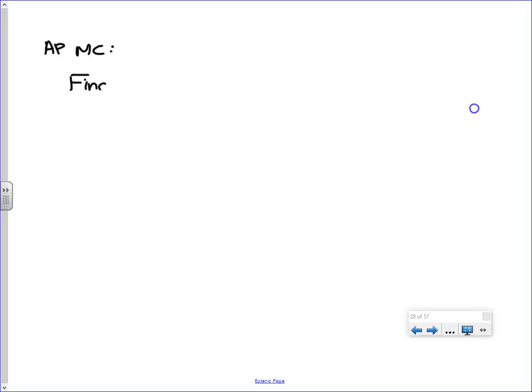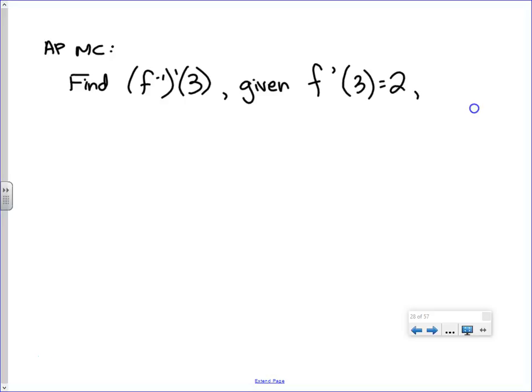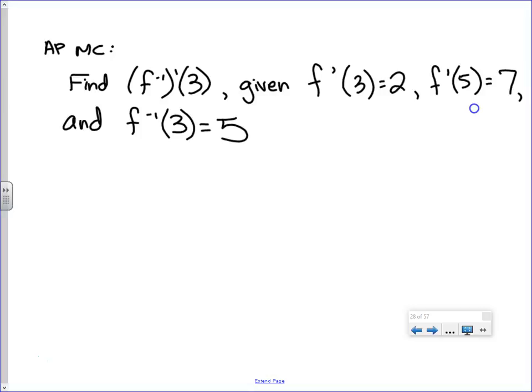Could say, find f inverse prime of 3, given f prime of 3 equals 2, f prime of 5 equals 7, and f inverse of 3 is equal to 5.